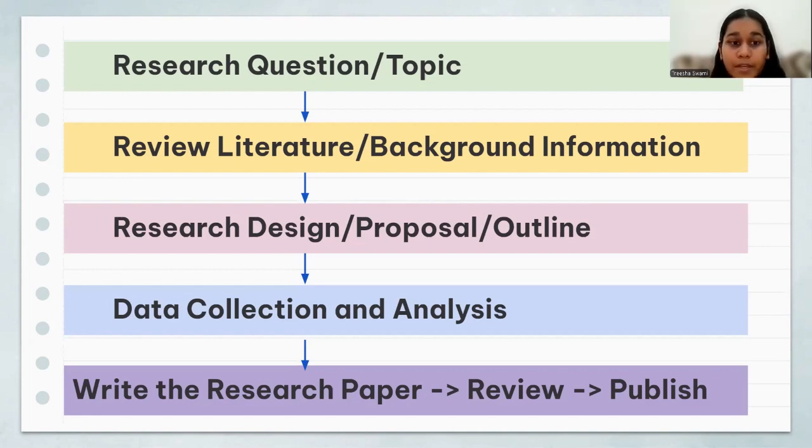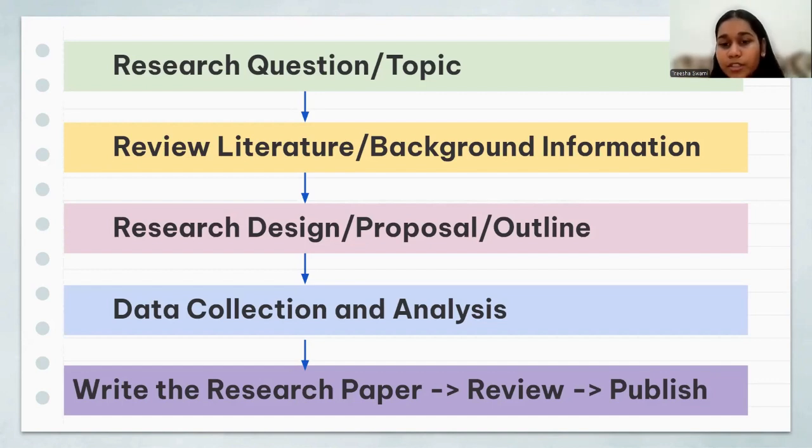The third step is the research design. You create a research design or a proposal or an outline. This depends on your requirement. Allow me to explain the difference between these three because they are a little overlapping, I believe. So research design basically is a plan of how you will be answering your research question. It involves making decisions about what type of research methods you will employ, the scope of your topic, and much more.